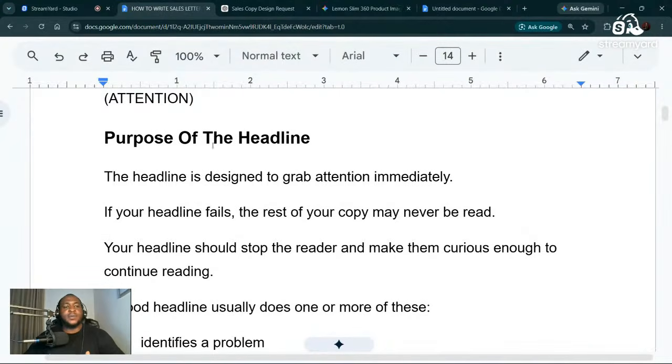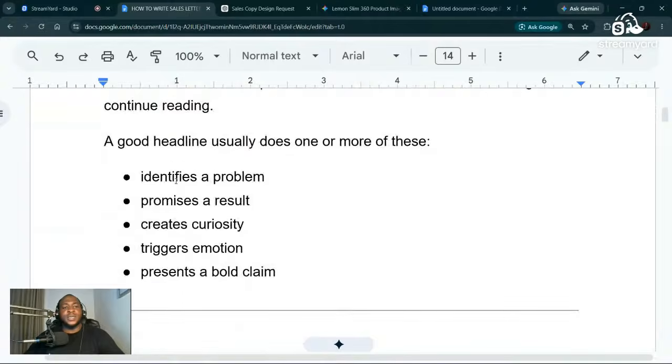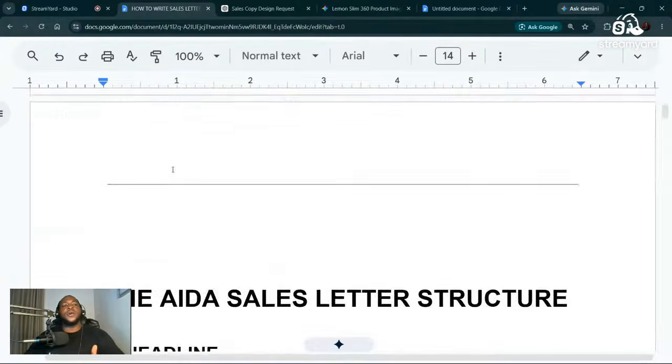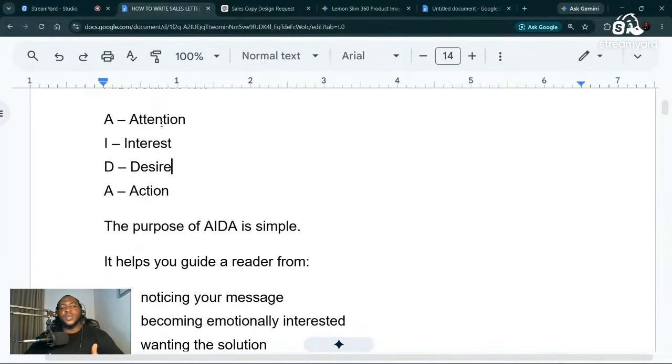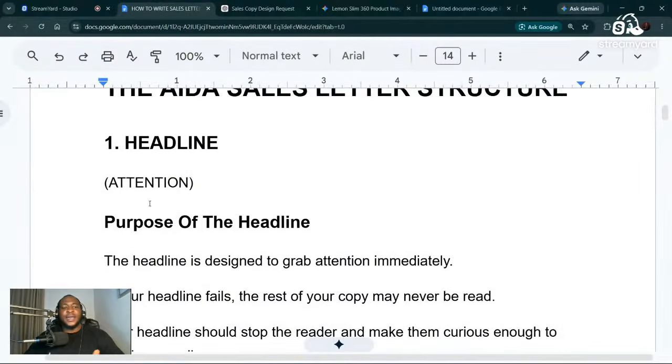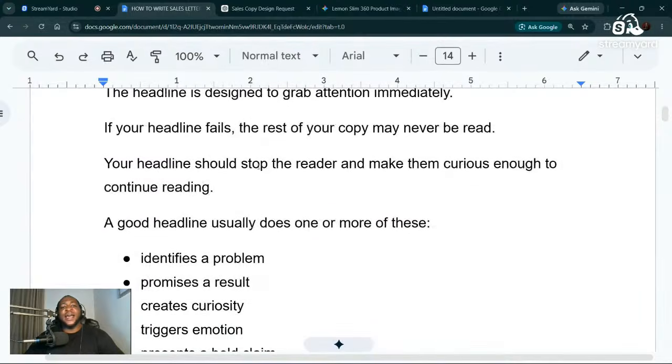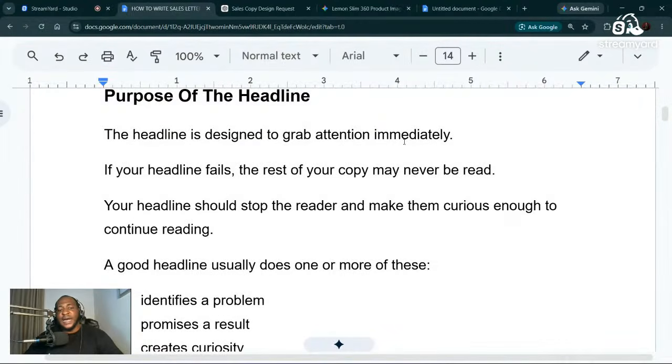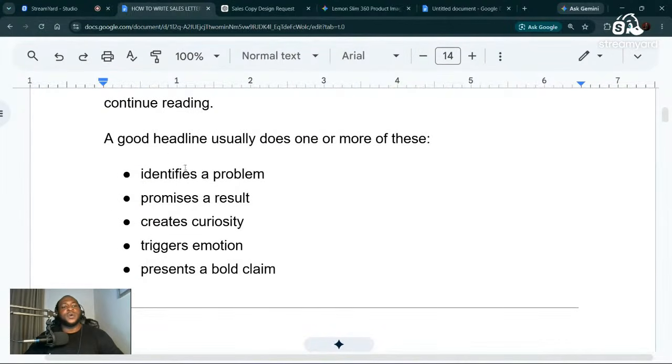Right now, the first thing we need to craft is the headline. When it comes to using the AIDA framework, we first start with attention, and we'll go over to interest. Attention is the headline. The purpose of a headline is to grab immediate attention. How do you craft a good headline? Identify a problem, promise a result, create curiosity, trigger emotion, and present a bold claim.